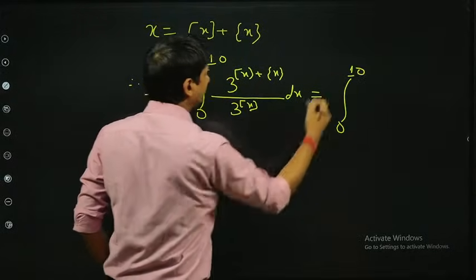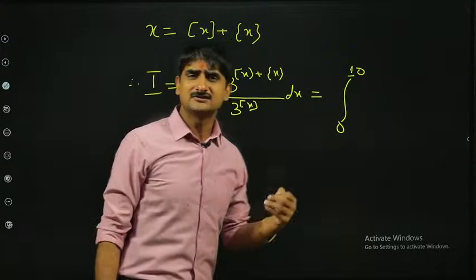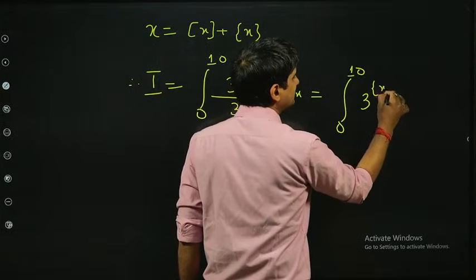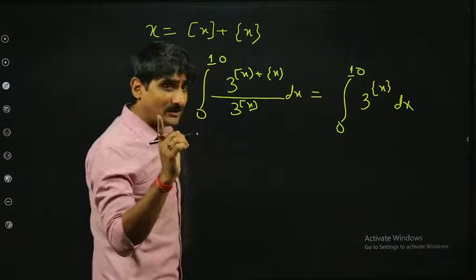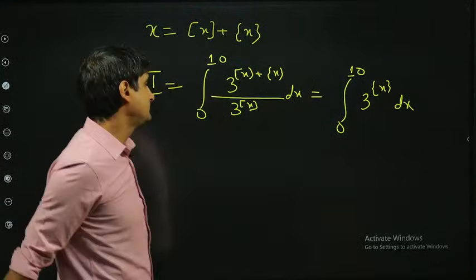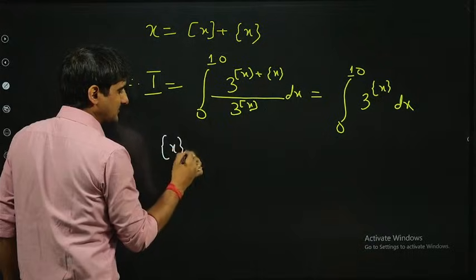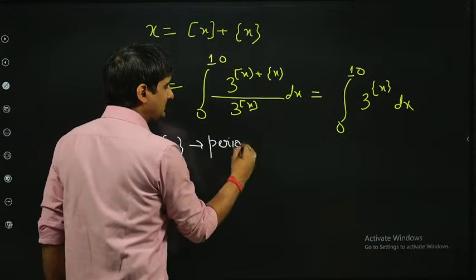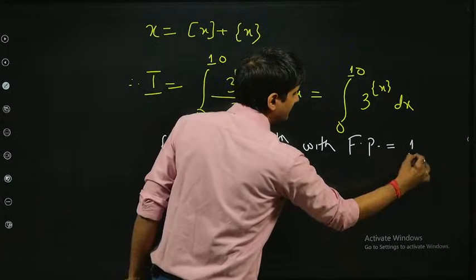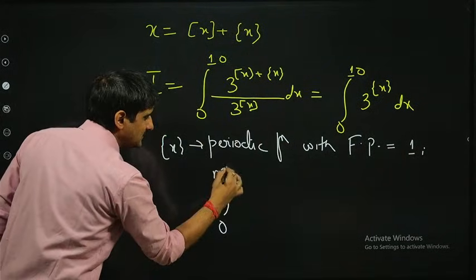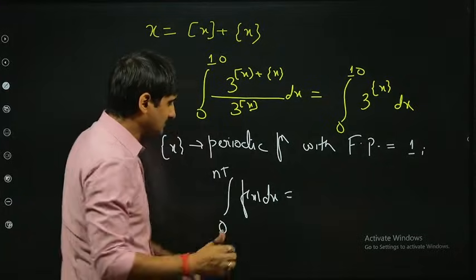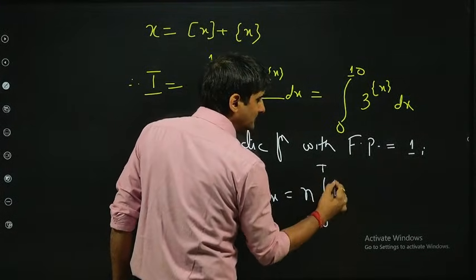Of course, using the rule of exponents, we can write it as 3 raised to the power greatest integer of x into 3 raised to the power fractional part of x. The greatest integer part gets cancelled here, leaving 3 raised to the power fractional part of x. Now we know that the fractional part of x is a periodic function, with fundamental period 1. From the property of integrals, if T is a period of a function f of x and we have to integrate it over n periods, where n is an integer, then we can write it as n times the integral from 0 to T of f of x dx.